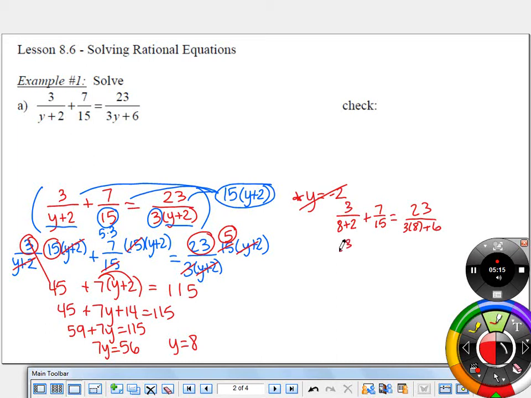So this gives me 3 over 10 plus 7 over 15 equals 23 over 30. 30 would be a common denominator for these two fractions here. So if this becomes a 30, this would have to be 9. And if this becomes a 30, this would have to be 14, which adds to 23 over 30, which works out to be equal, which means my solution is y equals 8.